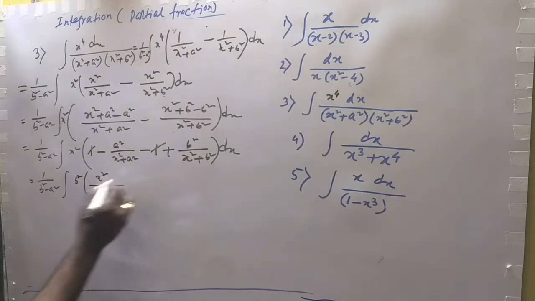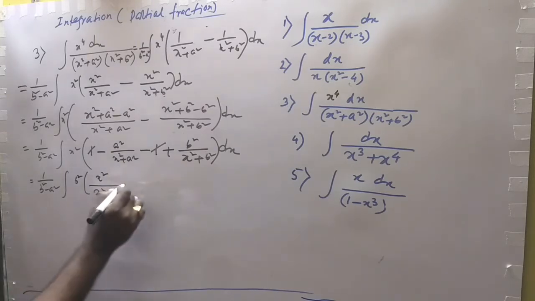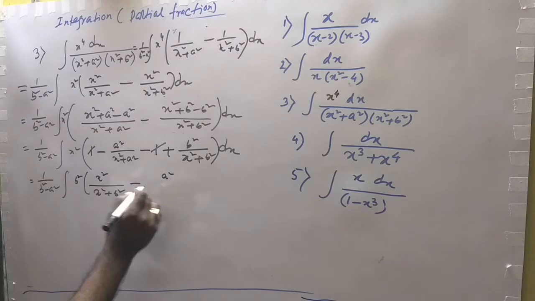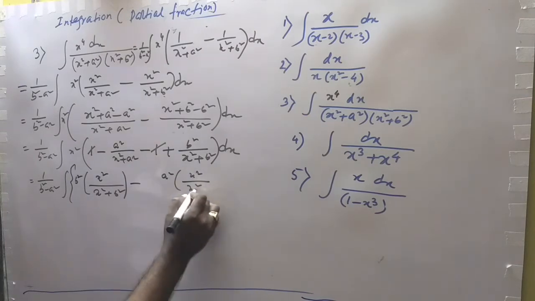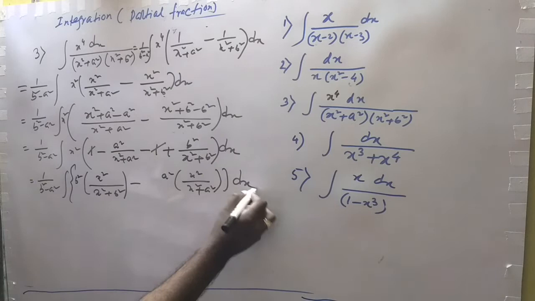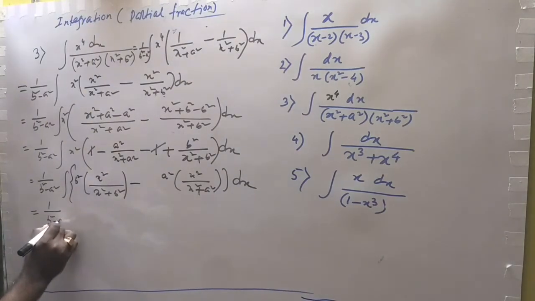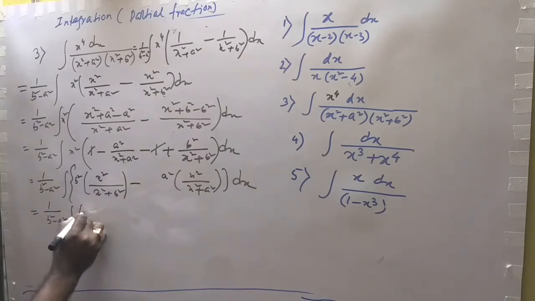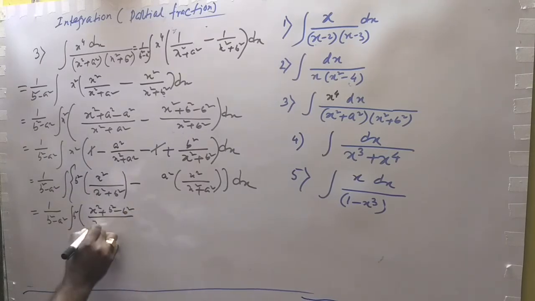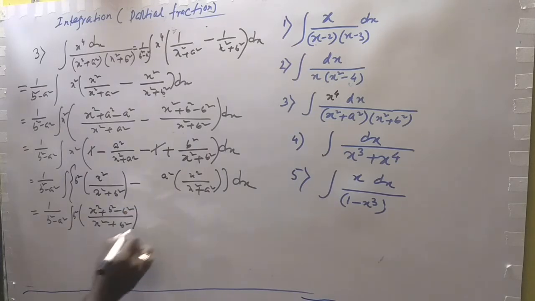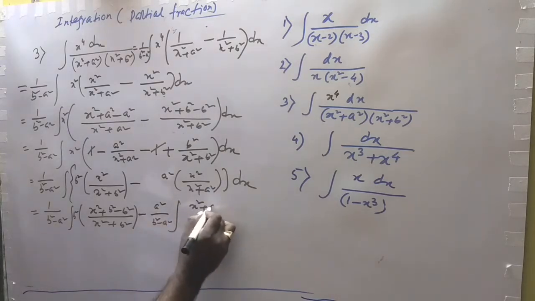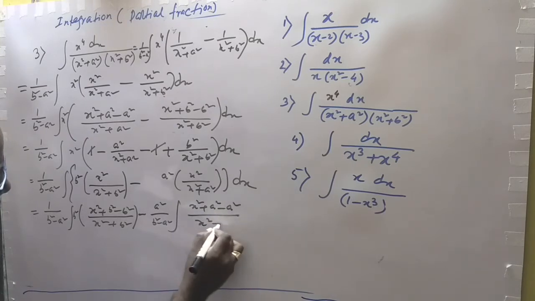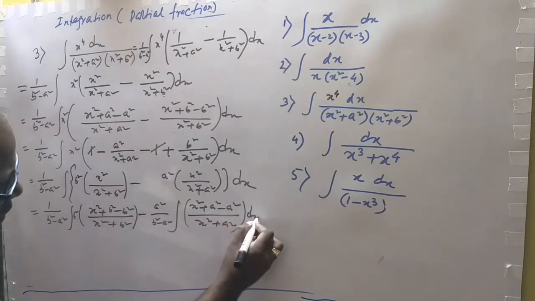Here, x square by x square plus b square minus x square by x square plus a square, dx, and this is equal to 1 by b square minus a square. See, this is b square, x square plus b square minus b square by x square plus b square, minus a square, x square plus a square minus a square by x square plus a square, dx.